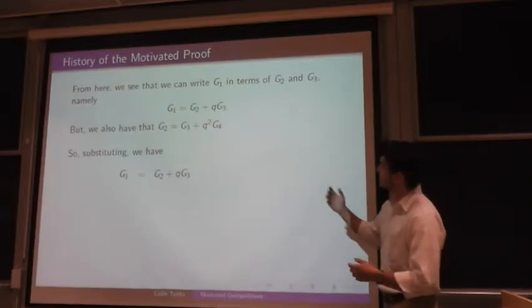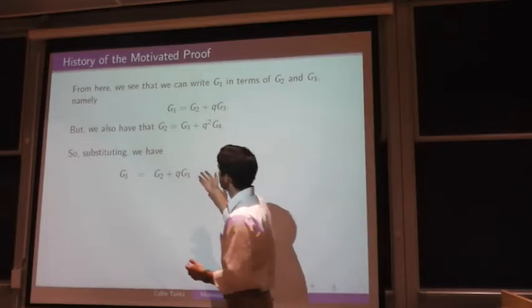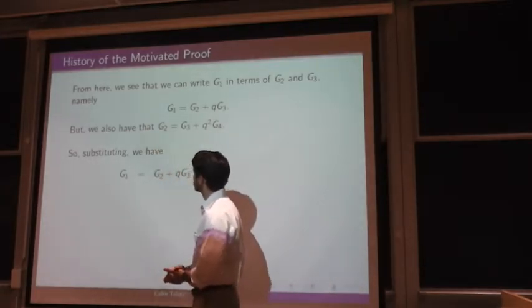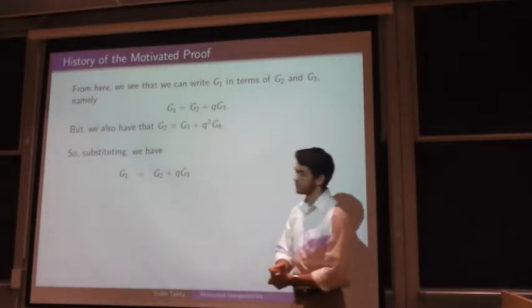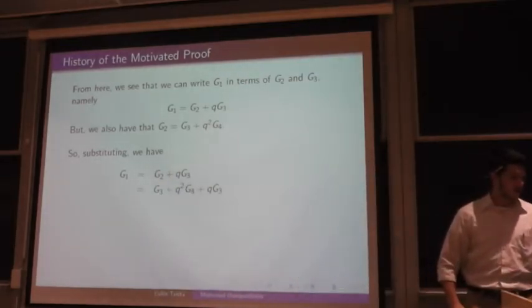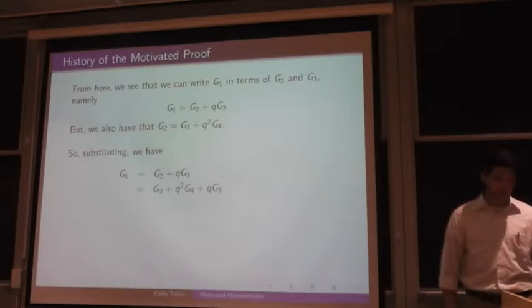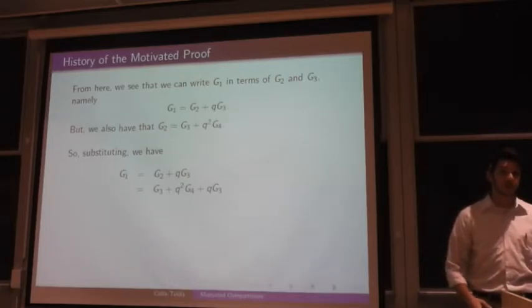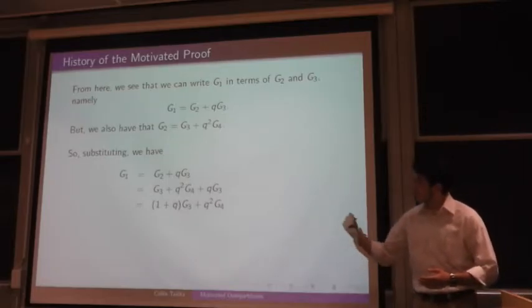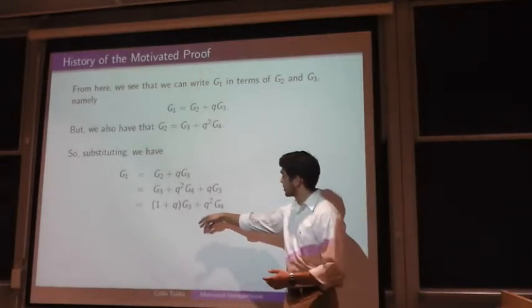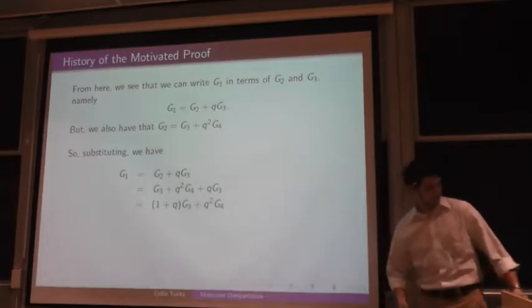Now we have an equation for G2, and we can substitute it in for G2. When we do so, we see we have two G3s, so we can start to group. When we group those terms, we see that we now have 1 plus Q times G3, and then a Q squared times G4.